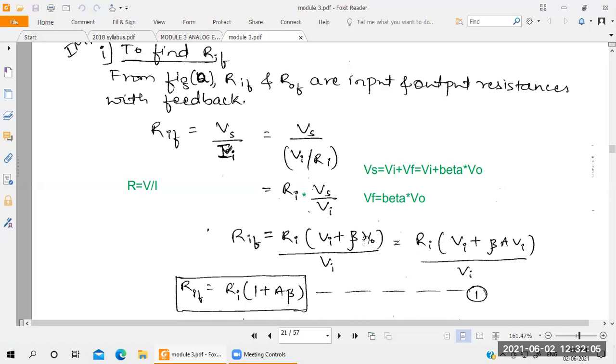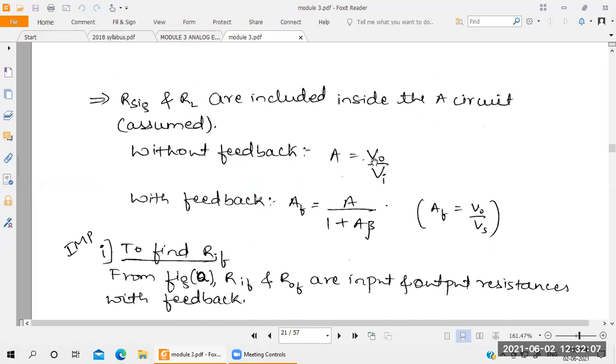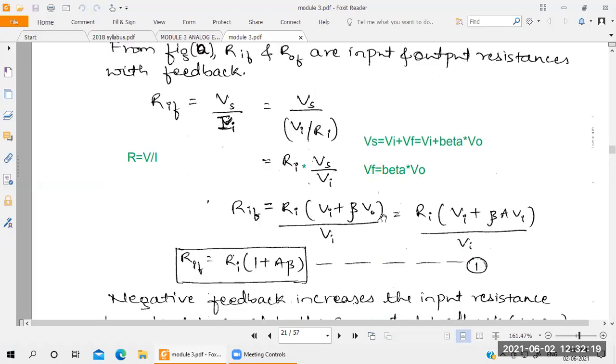Then what is V naught here? What is the open loop gain equation? If you take V naught outside, from without feedback, what will you get here? A into Vi. Same thing you substitute here. So V naught is nothing but A into Vi. Understood? Vi, Vi and Vi, these are common here. Take it outside and cancel these two. So what final equation did you get now? Rif is equal to Ri into 1 plus A beta.